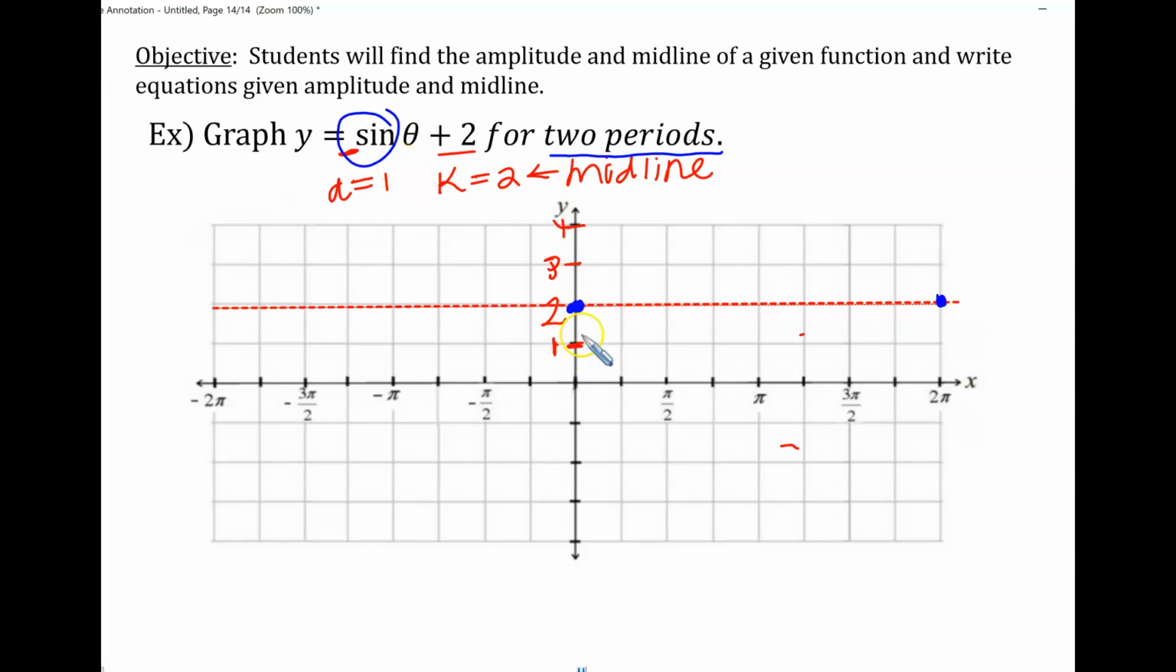If you remember the sine, you're going to start going upwards. So the next x value is pi/2. At pi/2, you're going to go to a maximum. Sorry guys, I don't know what's going on with my pen. And then you go intercept, maximum, intercept, minimum, intercept.